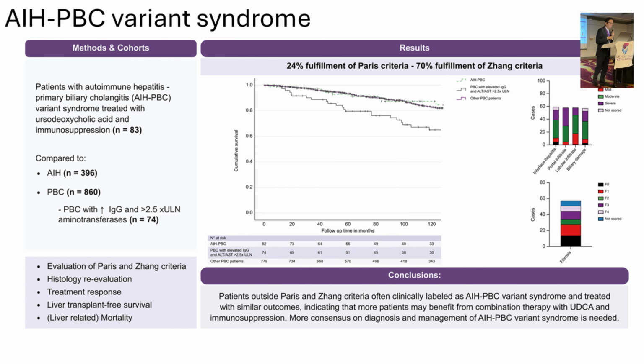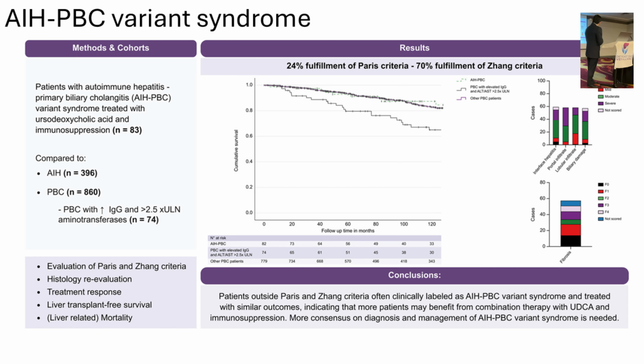Last thing I want to talk about is this AIH-PBC variant syndrome. As you know, it can be difficult to treat, and there's still controversy on whether this condition exists or not. So this study looked at patients who have AIH-PBC based on the Paris or Zhang criteria, and compared them to patients with AIH only, PBC only, and a subgroup of PBC patients who happen to have elevation in IgG and elevation in aminotransferase higher than 2.5 times the upper limit of normal.